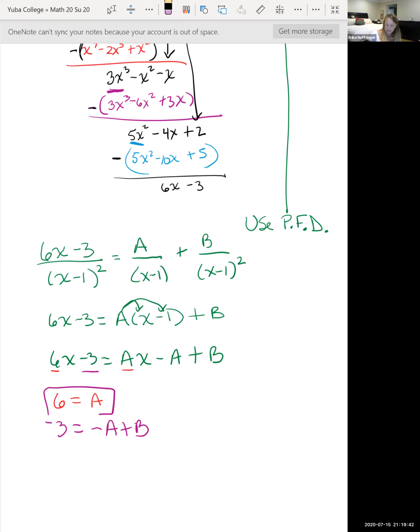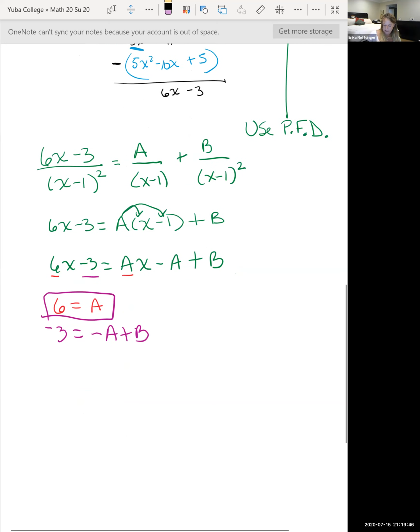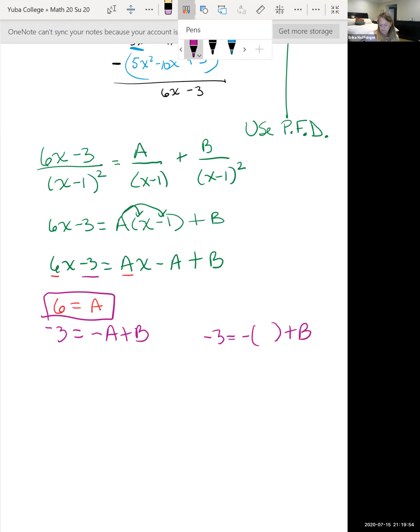Well, right away, we can see what A is. A is 6. So if we plug in 6 here, we get negative 3 equals negative, you see A there, so plug in 6, plus B. So we get negative 3 is equal to negative 6 plus B. If we add 6 to both sides, we get B is 3.